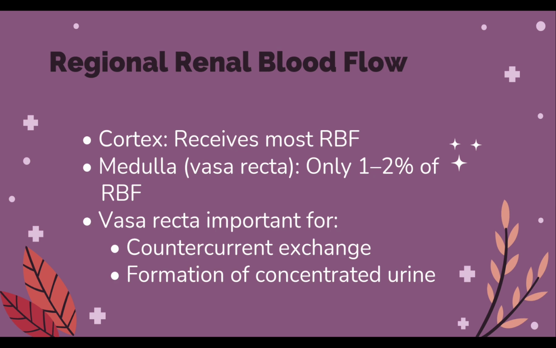When we talk about regional renal blood flow, usually the cortex receives most of the renal blood flow, and the medulla, the vasa recta region, only receives 1 to 2% of renal blood flow. And this vasa recta is important for countercurrent exchange and formation of concentrated urine.